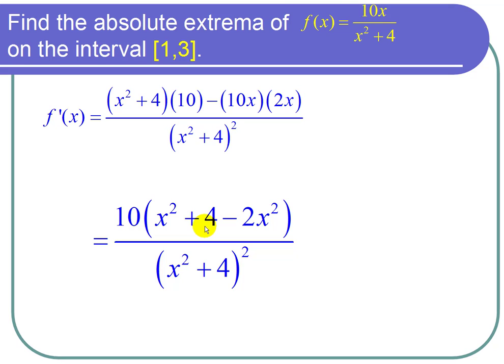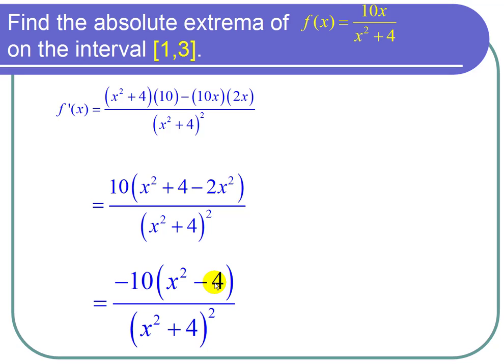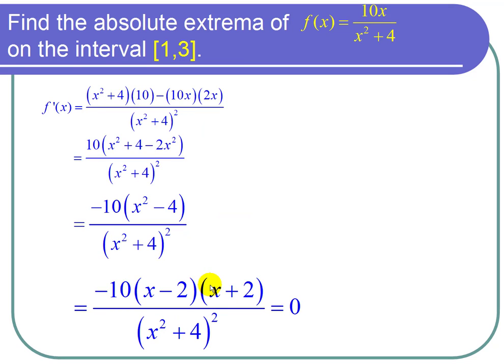I can factor x squared minus 4 as a difference of squares and set it equal to 0 to get negative 10 times x minus 2 times x plus 2 over x squared plus 4 squared equals 0. The denominator isn't 0, so I don't get any critical points with an undefined derivative, but the numerator is equal to 0 when x is 2 and when x is negative 2.